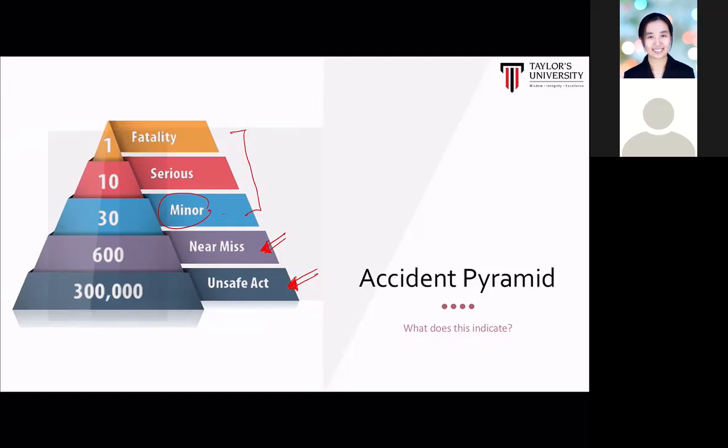If we can reduce any of the unsafe acts, we will reduce the chances of near misses, and of course, we get to reduce all of these. Because one fatality accident is sometimes not just one life. Sometimes one fatality case or accident may involve a whole community.